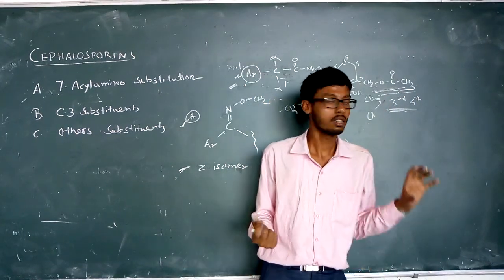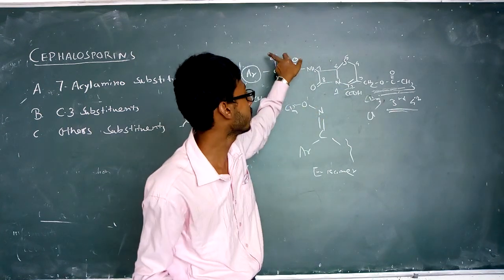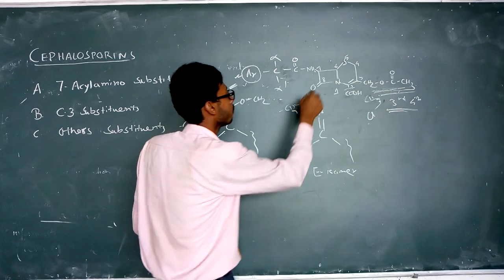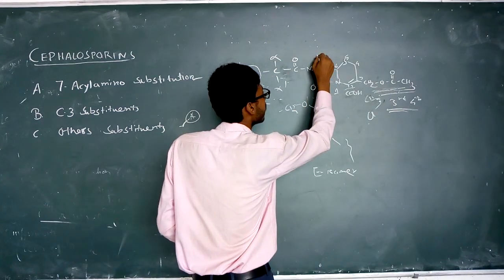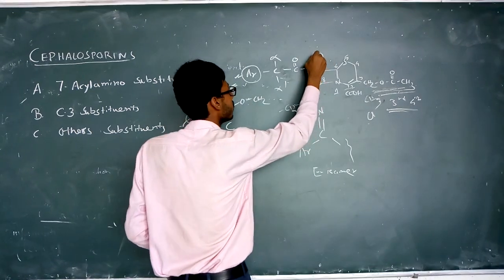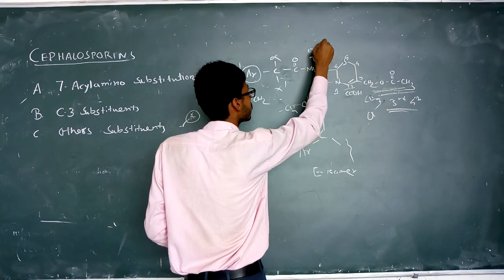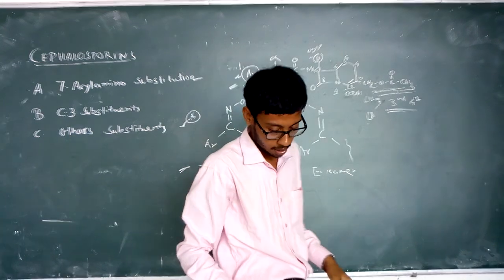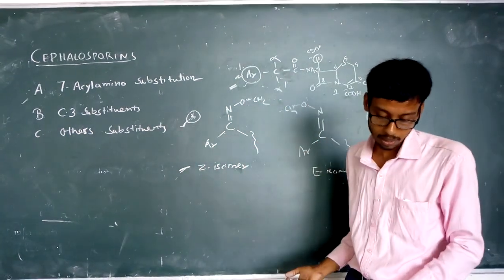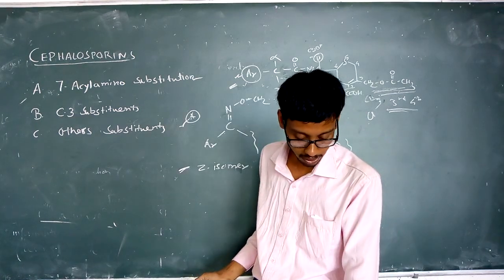So this is all about the main two, the C7 and the C3 positions. At the C7 position, the hydrogen may be displaced by a methoxy group, or in general an alkoxy group. For example, cefoxitin and cefotetan.